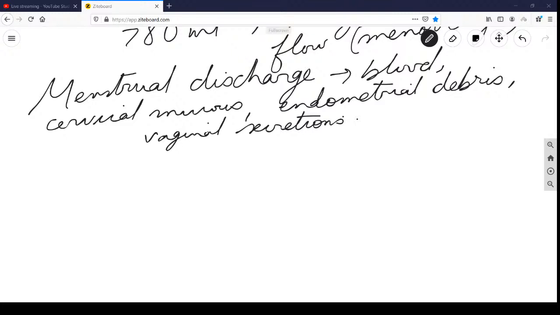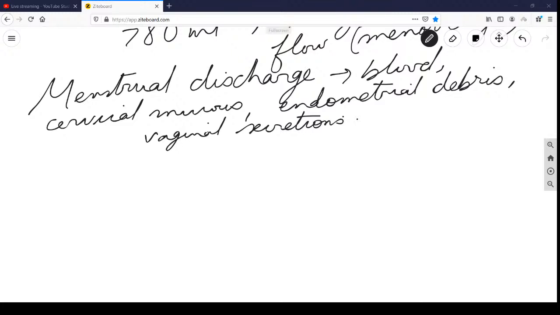Now, how does it happen? The corpus luteum of the previous cycle, when I come to the follicular phase, we will know it better. So the corpus luteum of the previous cycle has regressed by day one of the menstrual cycle, and the resultant decrease in blood levels of estradiol and progesterone causes the layer known as stratum functionalis of the uterine endometrium to degenerate.